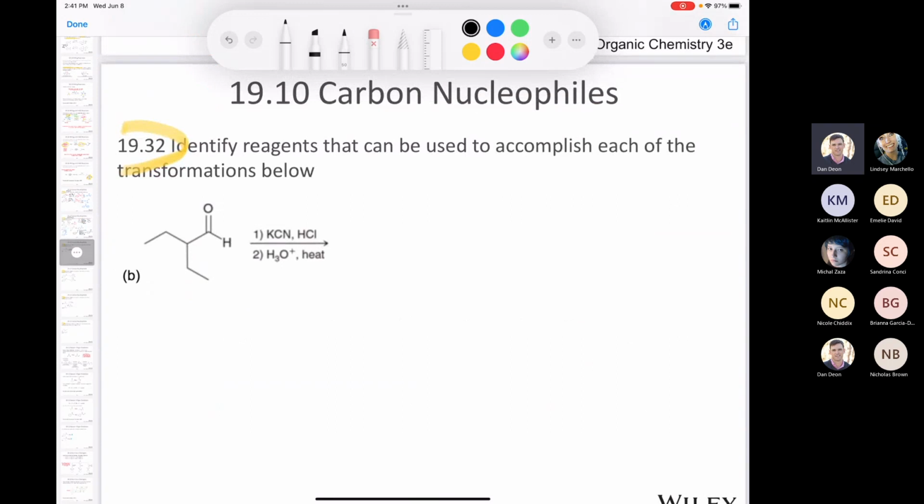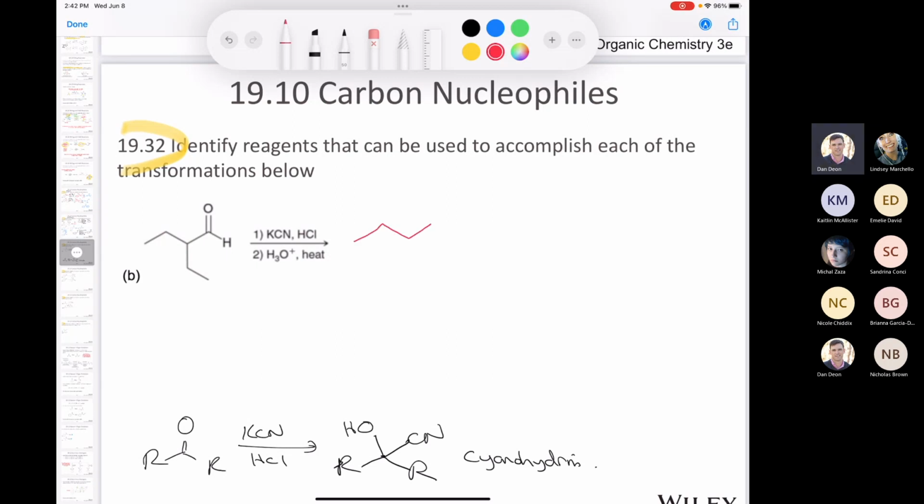So the next one, we have KCN and HCl. KCN and HCl is used to form a cyanohydrin. Remember, if you have a carbonyl compound and you treat it with KCN and HCl together, you end up with an alcohol and a nitrile together, and we call that a cyanohydrin. So what we're going to get from the first step will be the cyanohydrin. Let's draw that out. It's going to look like this, where we have our alcohol, we have our nitrile over here. We also have a hydrogen here. Pencil that in like this. So this is our cyanohydrin.